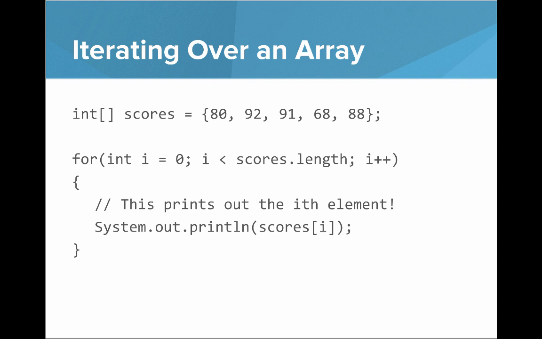So let's say we have an integer array called scores, which we set up its initial values with an initializer list. To iterate over the array, we'll do a for loop. For int i is 0, i is less than scores.length, i plus plus. And then System.out.println scores of i. When I say scores of i, I mean we're accessing the ith element. So that's how we can loop or iterate over the array.